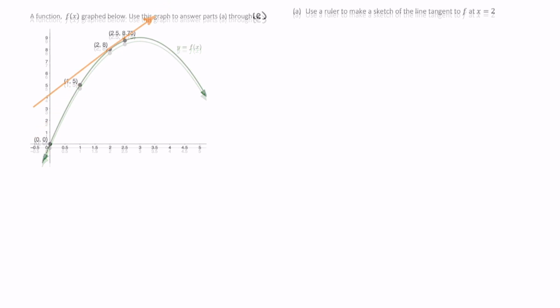So please get some kind of straight edge out and do your best to sketch a tangent line using a ruler. All right, so here's my sketch of the line tangent to f when x equals 2. Yours should be similar. Make sure your line touches this point and has the same slope as the curve, or at least looks as if it has the same slope as this curve at that point.